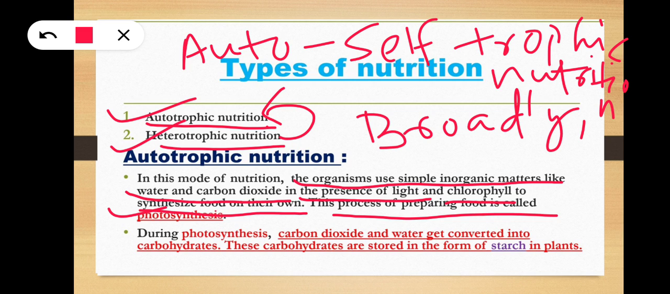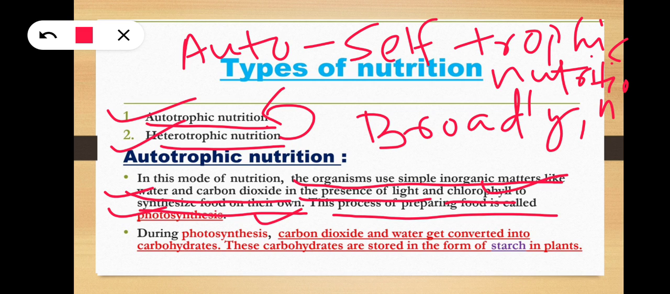So what happens in photosynthesis? In case of plants, they prepare their own food. How do they prepare their own food? Due to the presence of a green pigment in their leaves that is called chlorophyll. So in the presence of sunlight and chlorophyll, they use simple inorganic matters like water and carbon dioxide to synthesize their own food. This kind of preparation of self-made food is called photosynthesis.